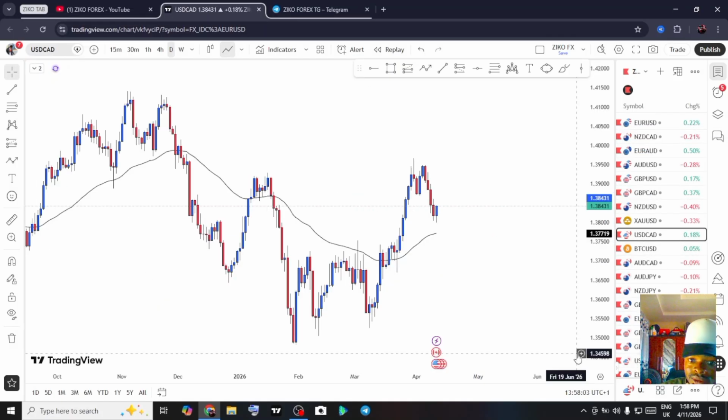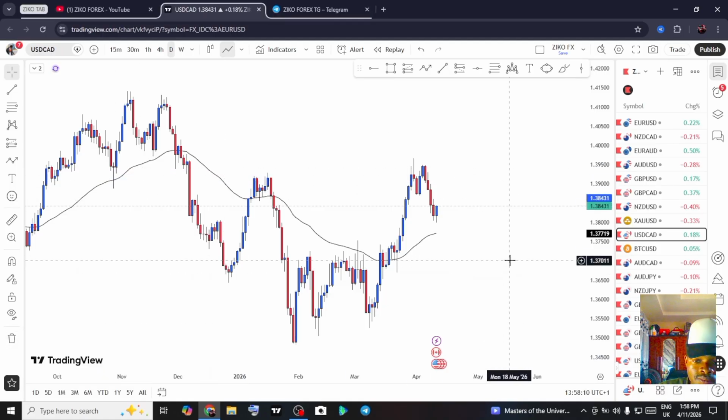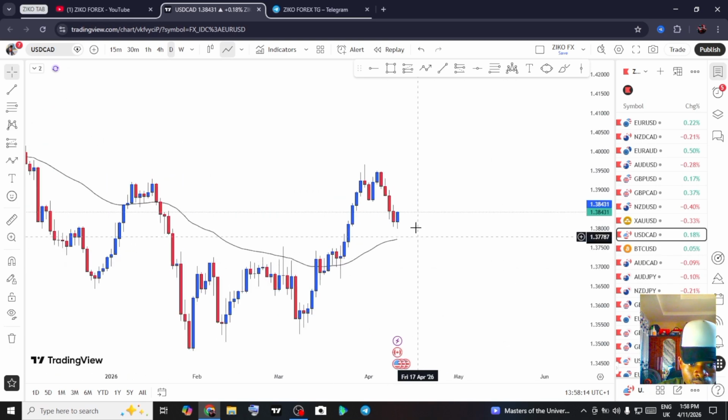It's not ready. USD CAD. All right, let us see what we have on USD CAD. USD CAD market structure is now bearish because this was a higher high, higher low. Market is now bearish.